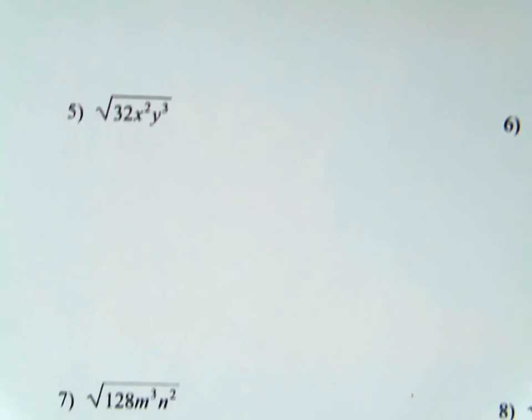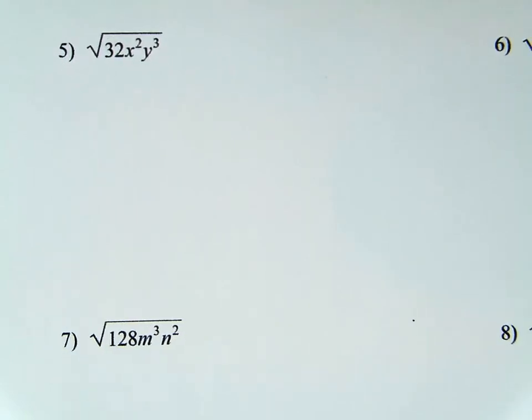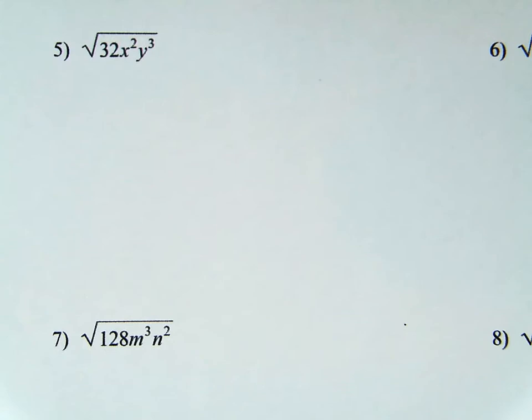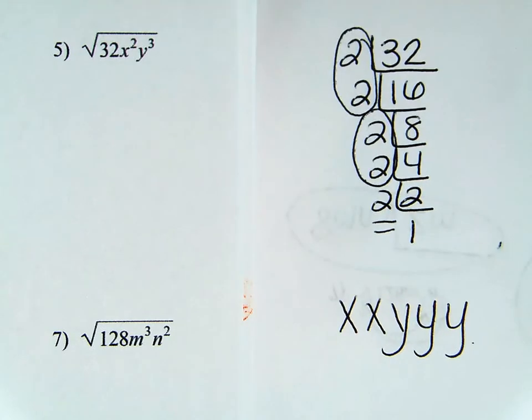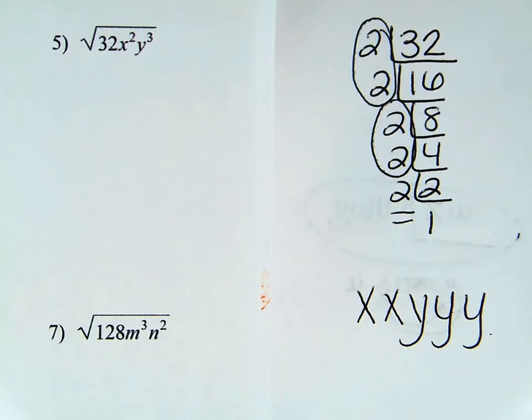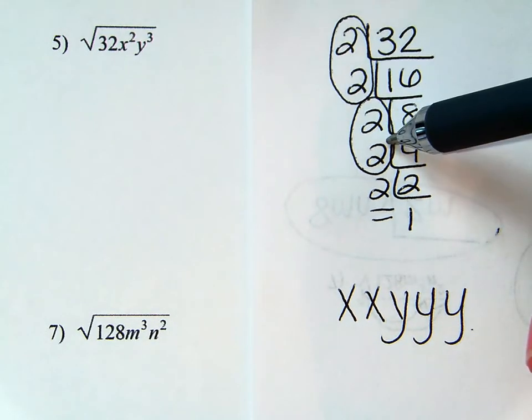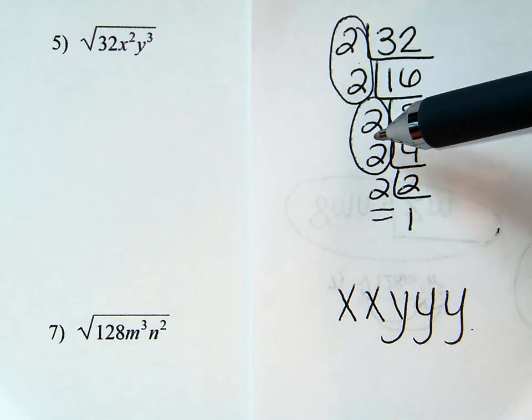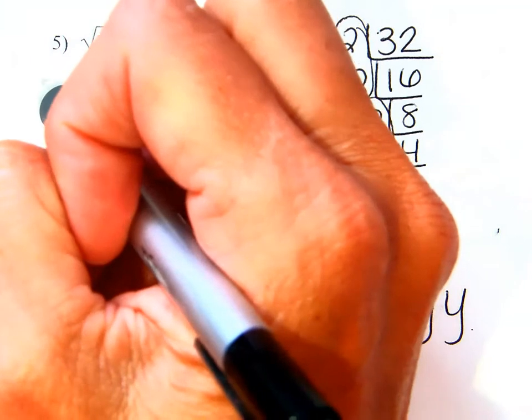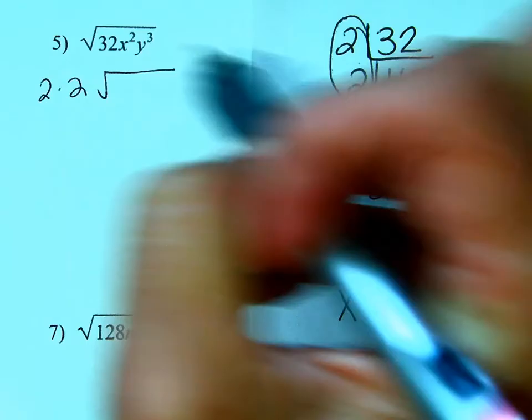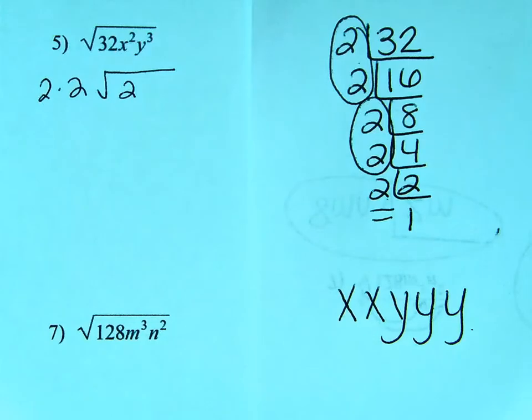When we get down to 5 and 7, the key difference with these two problems is that we have introduced variables. I've gone ahead and pre-factored number 5, just so we don't have to go through that process. You can see I've already circled the things that show up twice. And so 2 times 2 is what's going to get to come out. And a 2 will remain inside.